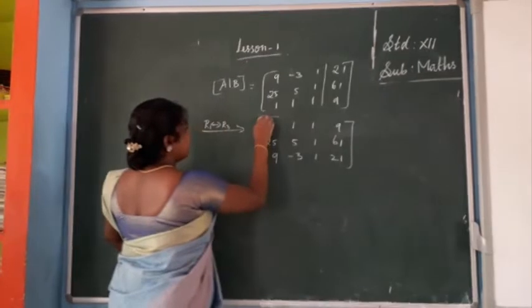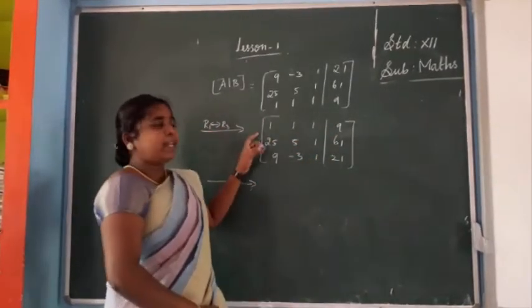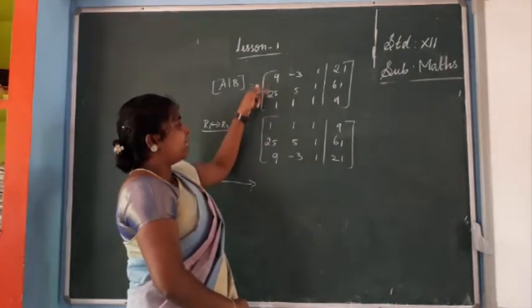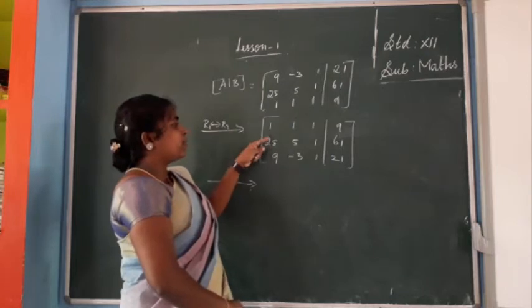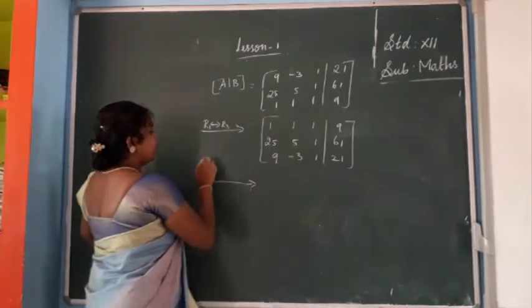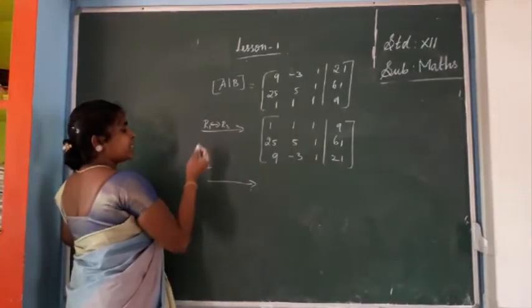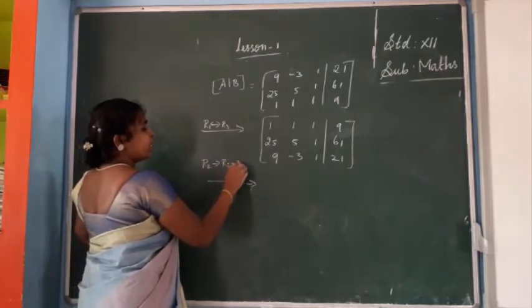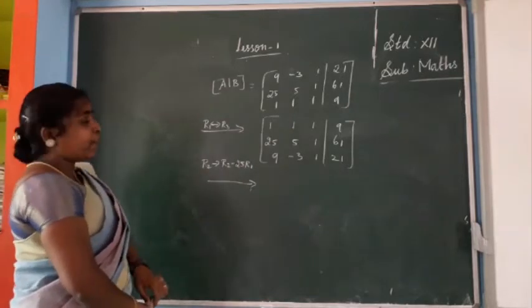And now what you can do? In the first row we need one non-zero element, and yes, it is non-zero. Next, instead of 25 we need 0. So we have to eliminate 25 using the first row. So R2 gives R2 minus 25 R1.